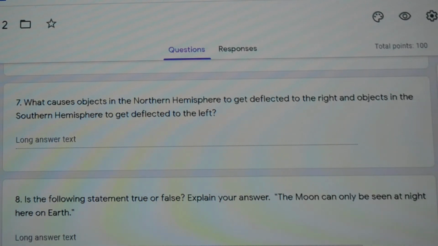Number 8. Is the following statement true or false? Explain your answer. So again, two-part question. You're going to tell me it's true because, or it's false because. Your statement is the moon can only be seen at night here on Earth. Is that true or is that false? And explain why it's either true or false.